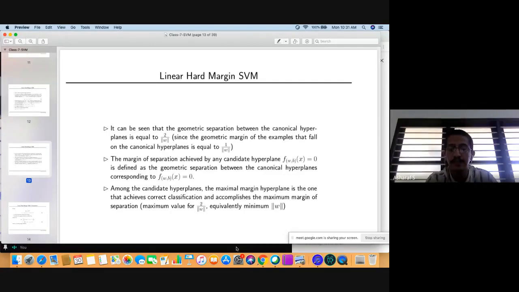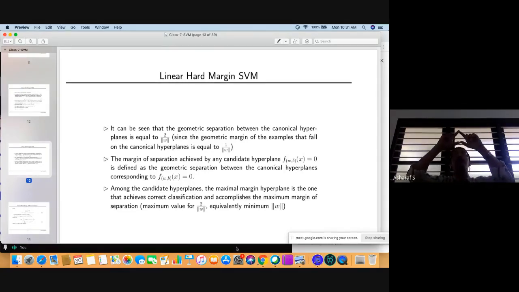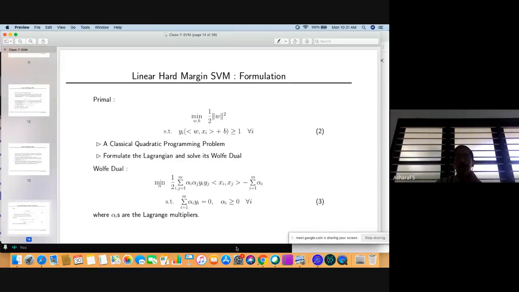This can be represented as an optimization problem, because now we have two contexts to be considered. I want to maximize 2 by norm W, but at the same time, I want to make sure that I do achieve correct classification. What is correct classification? yi into W transpose x plus b is greater than or equal to 1. Let's write the optimization problem. My problem reduces to maximize 2 by norm W, considering W and b separately, such that yi into W transpose x plus b is greater than or equal to 1 for every point, which represents correct classification.